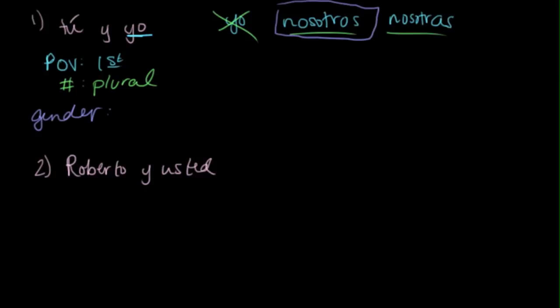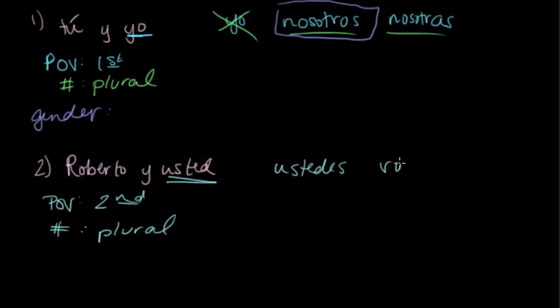Alright, our next example, we have Roberto y usted. So we look at point of view. So we look for first person first. It's not in there. So we look for second person second, and sure enough, usted is second person, so that would be our choice. And then we're involved, so this would be plural. So what are our second person plural options? Well, we have ustedes and vosotros, vosotras.